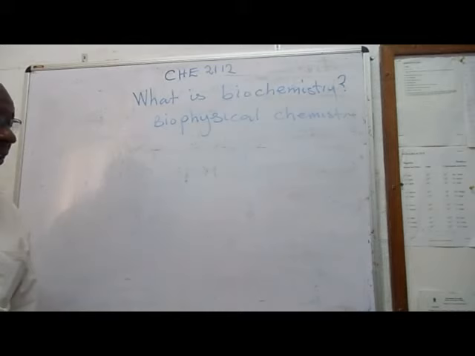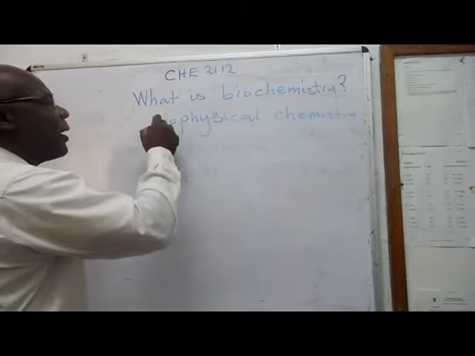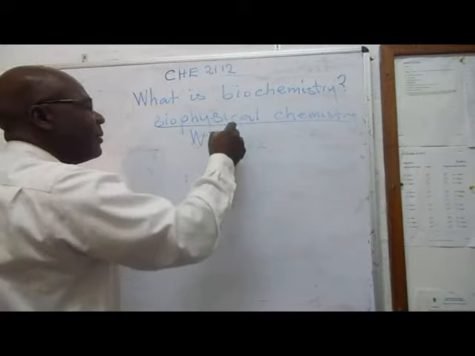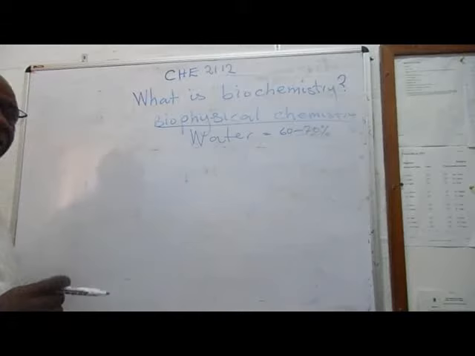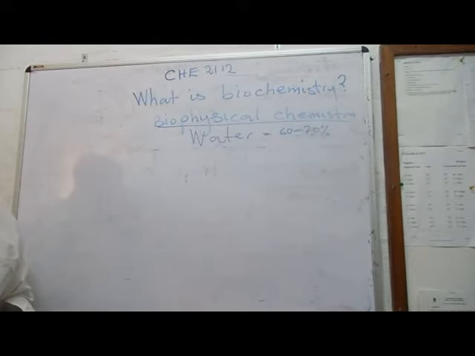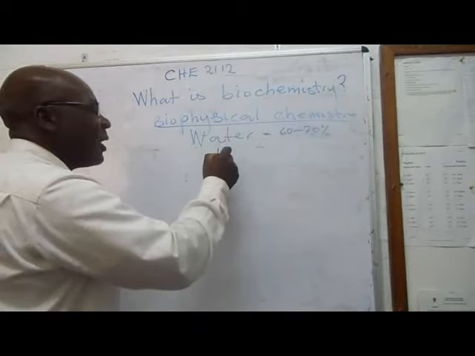The first topic that we look at under this biophysical chemistry is water. We said that water is one of the constituents of a cell. If anything, it accounts for about 60 to 70% of the contents of a cell. So it's a major constituent of a cell. If that is the case, it is good to start studying biochemistry by looking at water. Conventionally we write water as H2O.